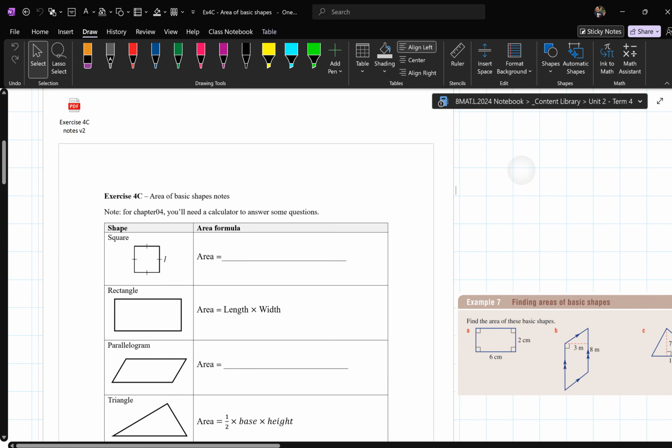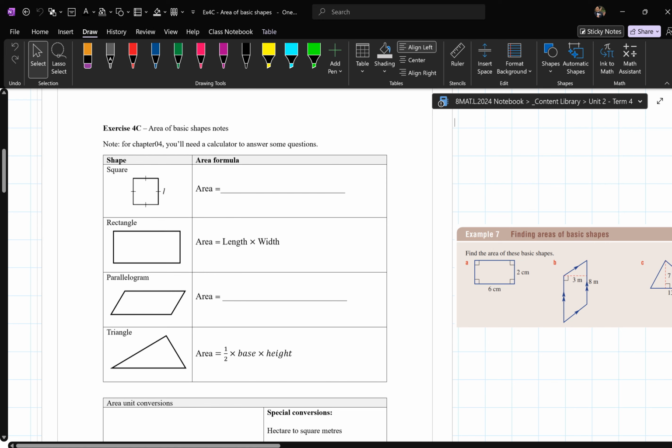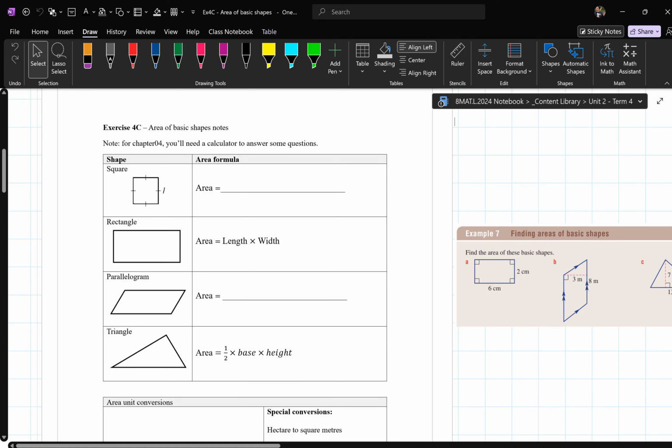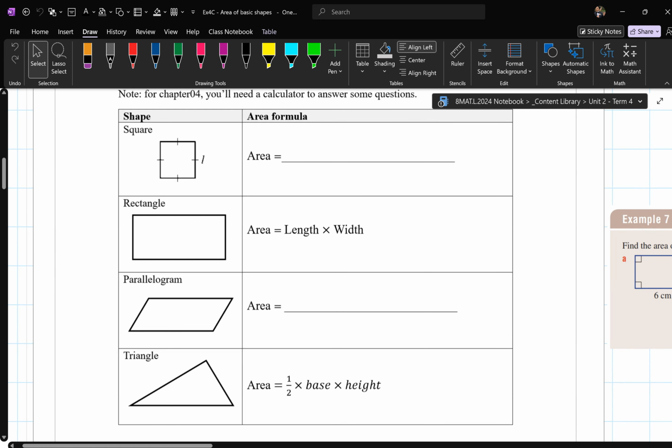So what is exercise 4C about? It is learning, or at least revising, the area of basic shapes. You've got 4 shapes here that you need to be able to tell the difference between, and I want you to mark in some notations for them.